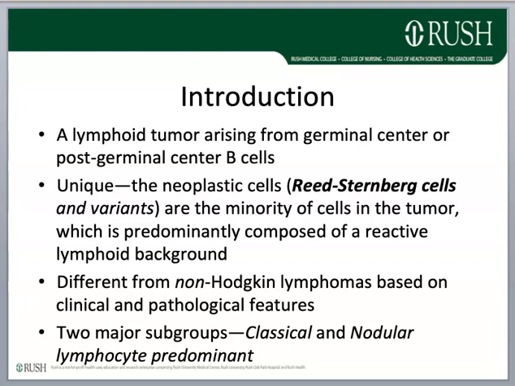Hodgkin lymphoma, formerly called Hodgkin's disease, arises from germinal center or post-germinal center B cells. It has a unique cellular composition containing a minority of neoplastic cells, which we call Reed-Sternberg cells and its variants, in an inflammatory background. It's separated from other B-cell lymphomas based on its unique clinical pathologic features and can be divided further into two major subgroups based upon the appearance and immunophenotype of the tumor cells. These two major subgroups are classical and nodular lymphocyte predominant.